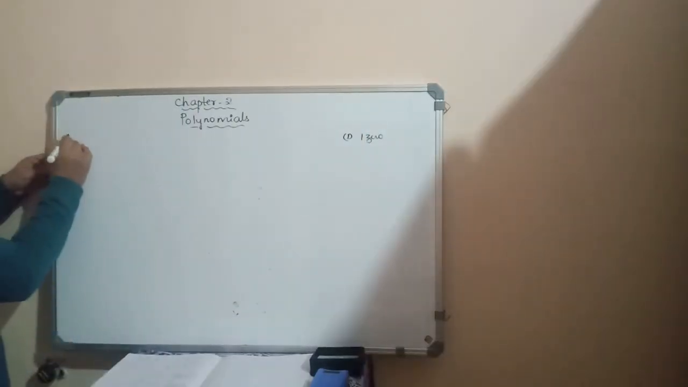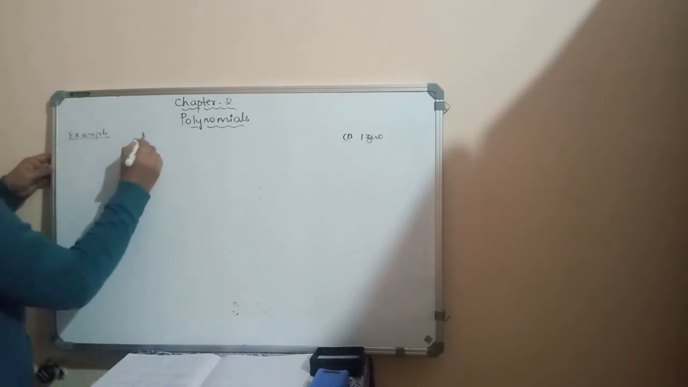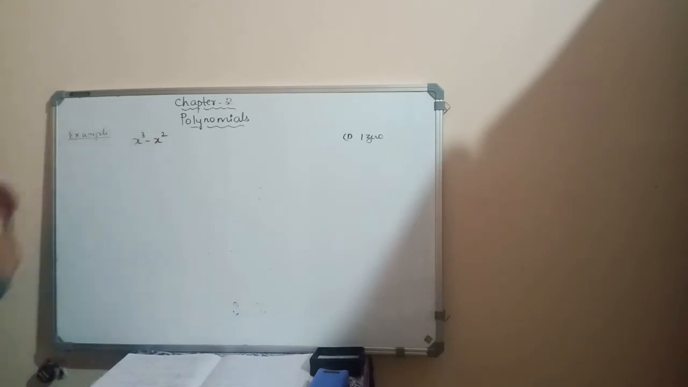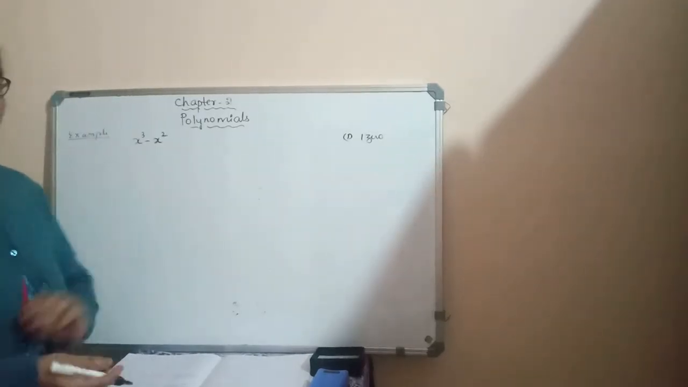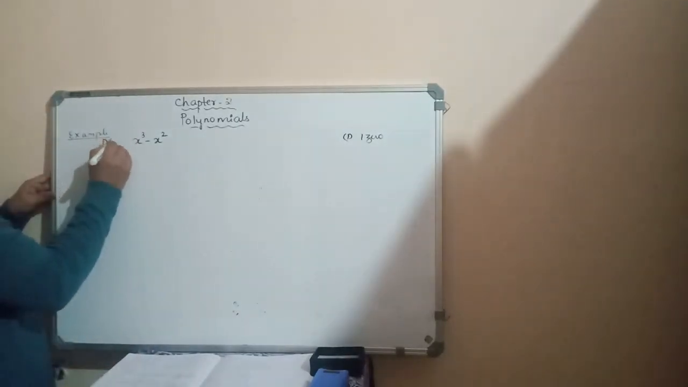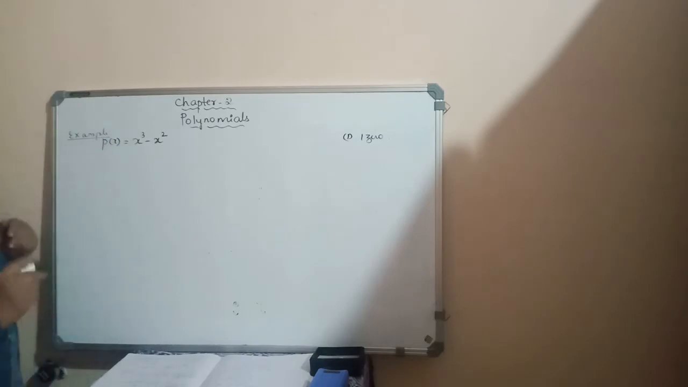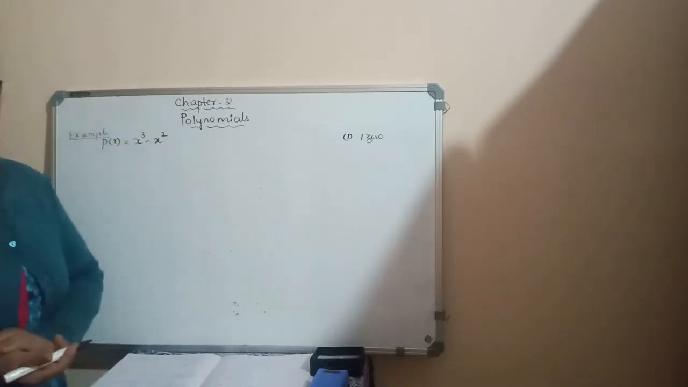So, another example, x cube minus x square. This is also a cubic polynomial where the degree of the polynomial is 3. Okay. Now, in this polynomial p of x, the degree is 3. So, it is a cubic polynomial.